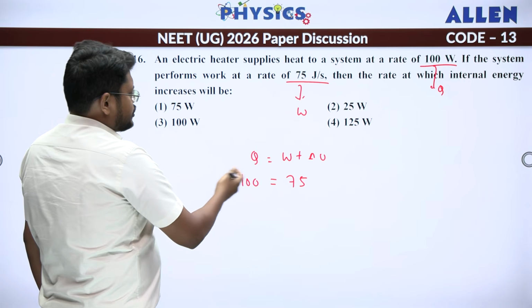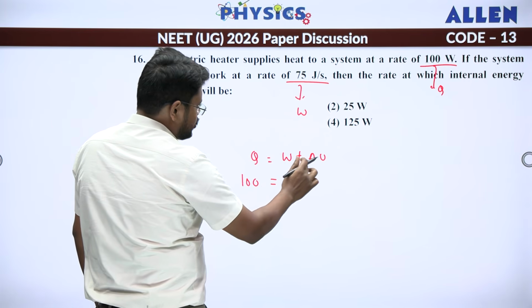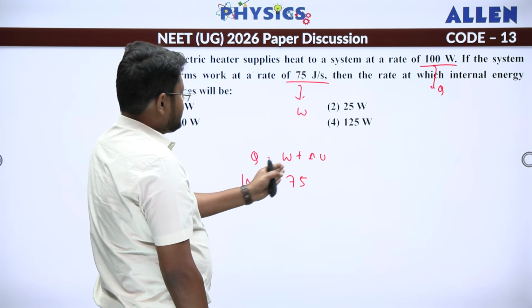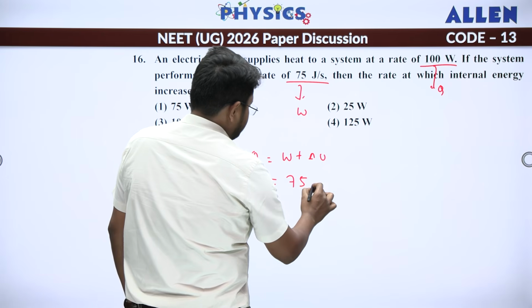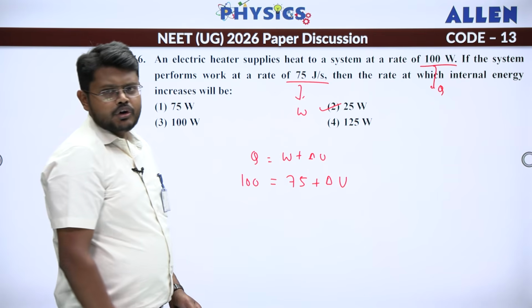They are talking about rate. So, everything is with respect to time. So, Q by T, W by T, delta U by T. So, T is a common factor in all of them. So, the correct answer is 25 watt, second option.